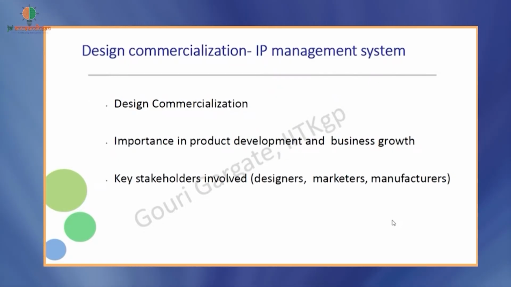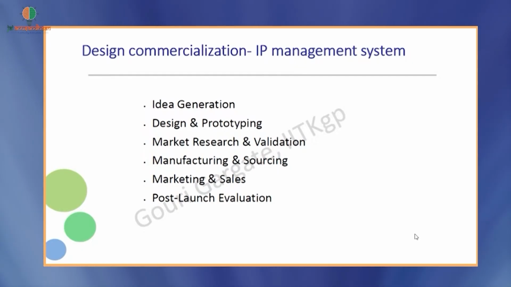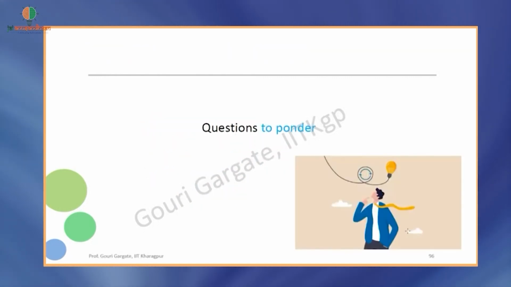Design commercialization, when we are talking, covers product development and business growth. In product development, other types of IPs will come. In business growth, the marketing aspect we have to take into consideration. And key stakeholders, as we have just seen, are designers, marketers, manufacturers, creators, and engineers. So if we see the stages of commercialization, obviously idea generation is there, designing and prototyping, and it goes into various stages. Market research and validation is there, then manufacturing and sourcing, sales, and post-launch evaluation.